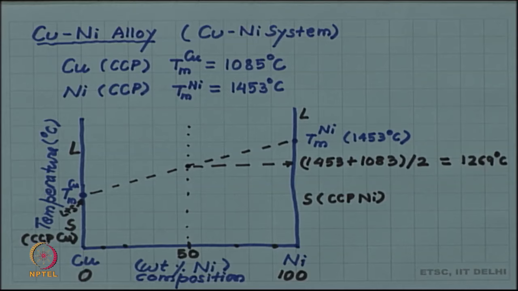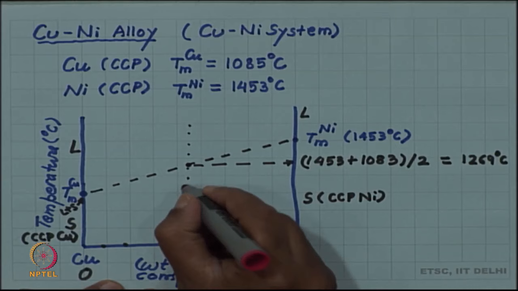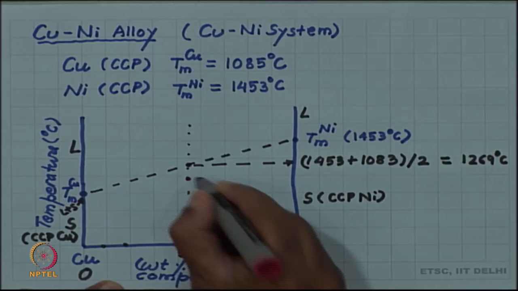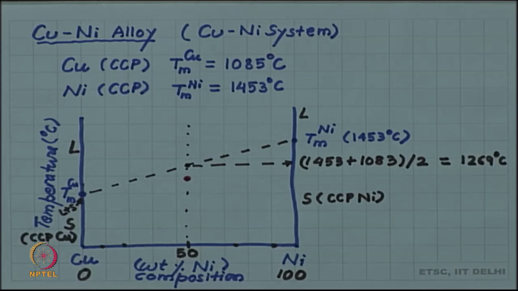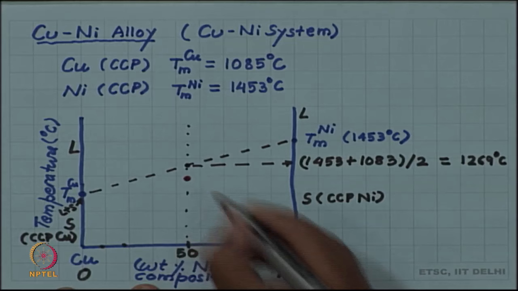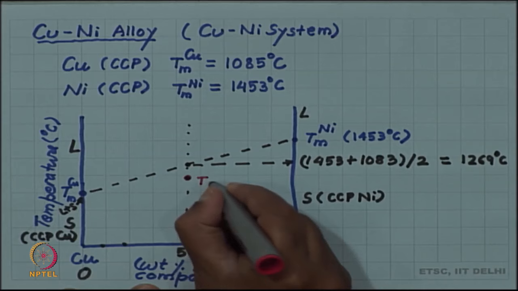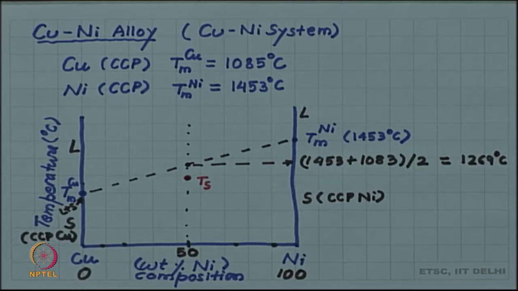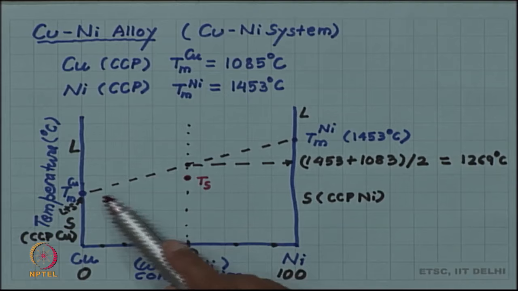But when I do the actual experiment, I will find that liquid starts appearing at a temperature lower than what I had predicted. So, below 1269, the melting actually begins. Let me call that temperature for the moment TS. So, actual melting begins at a temperature TS less than the value predicted by this linear interpolation.